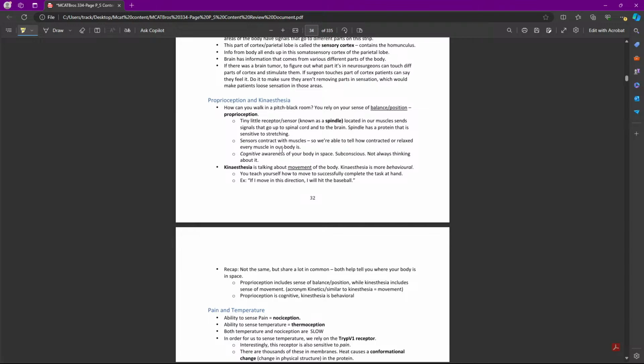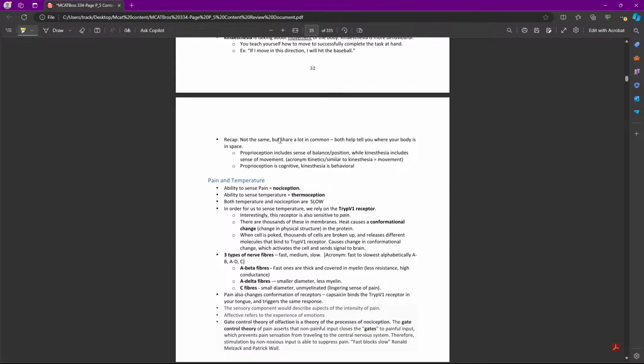So let's see what this detail here. Recap. Not the same, but shares a lot in common. Proprioception talks about balance and position, while kinesia talks about the sense of movement. Proprioception is cognitive, kinesia behavioral. So proprioception is the subconscious cognitive thinking of where your body is located. Kinesia is your changing of behavior, of moving out of the way.